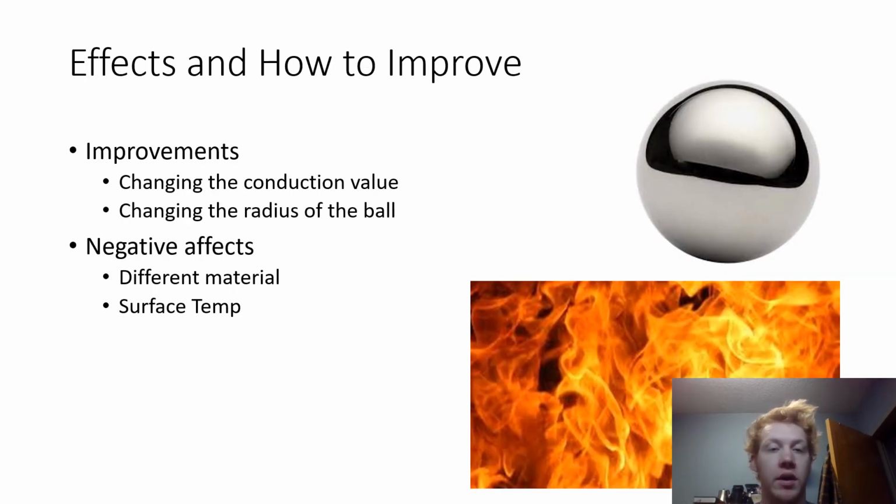Let's say that I wanted to try and keep this sphere as hot as I can for as long as I can. There are some things that you could improve and some negative effects that you could have happen. Let's start with the improvements. Changing the conduction value would be an improvement. Having a lower conduction value might make it so that you start at a lower temperature, but you would be able to retain that heat for longer.